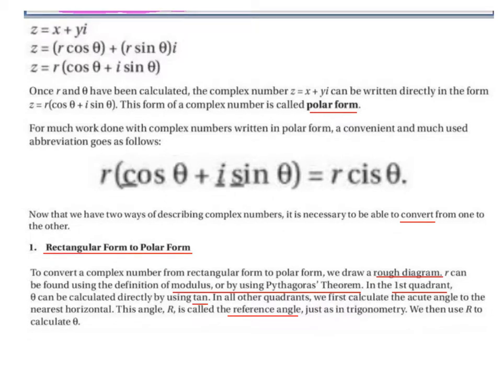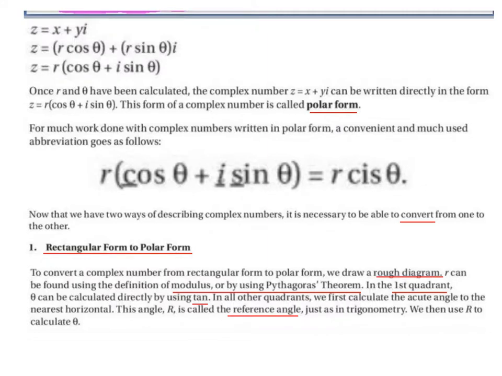So we're changing from rectangular form, where we have an x and a y, or basically two real numbers, to z equals r cos theta plus i sine theta, which is our polar form. So this is our polar form, this is our rectangular form. Up until now we had only dealt with rectangular form. Sometimes instead of x plus yi, we've more so seen it as a plus bi. So a plus bi is rectangular form, r times cos theta plus i sine theta is polar form.